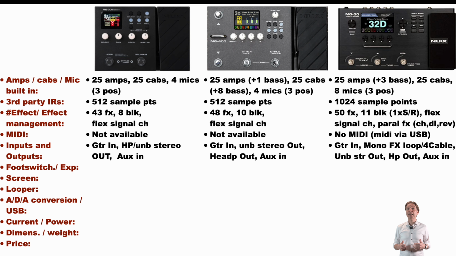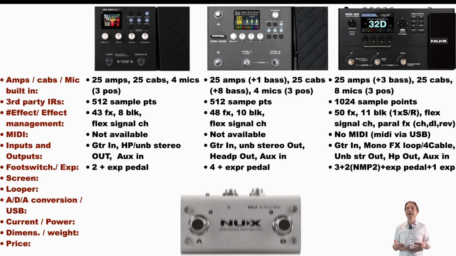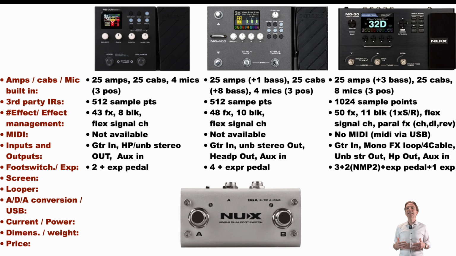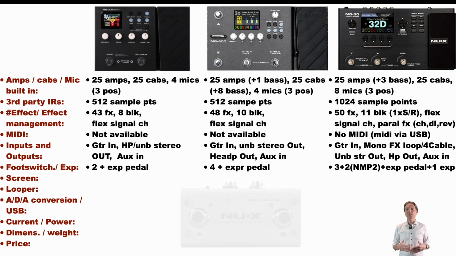The MG 300 has 2 footswitches, the 400 has 4 footswitches, and the MG 30 has 3 footswitches, but with 2 more at your disposal using the NMP-2 pedal, which is included in the box. In fact, the MG 30 also has an input for an expression pedal, which is not offered by the smaller units.